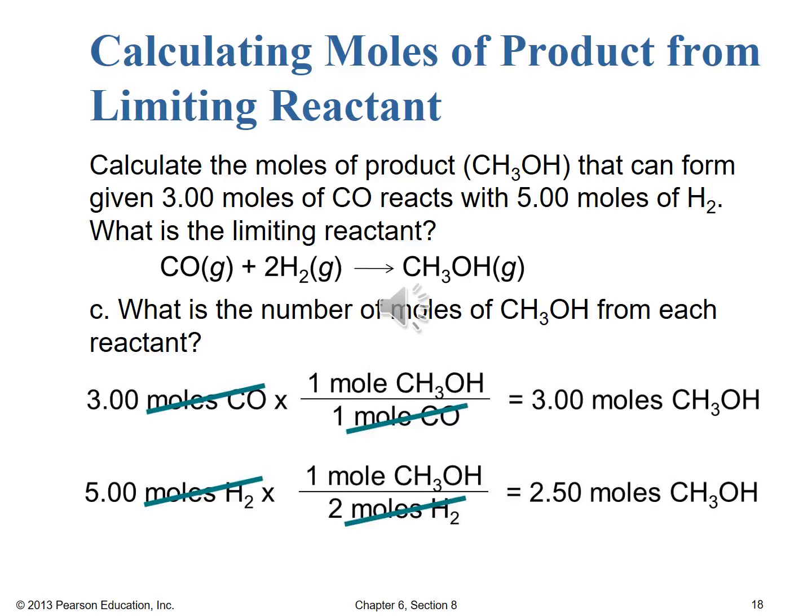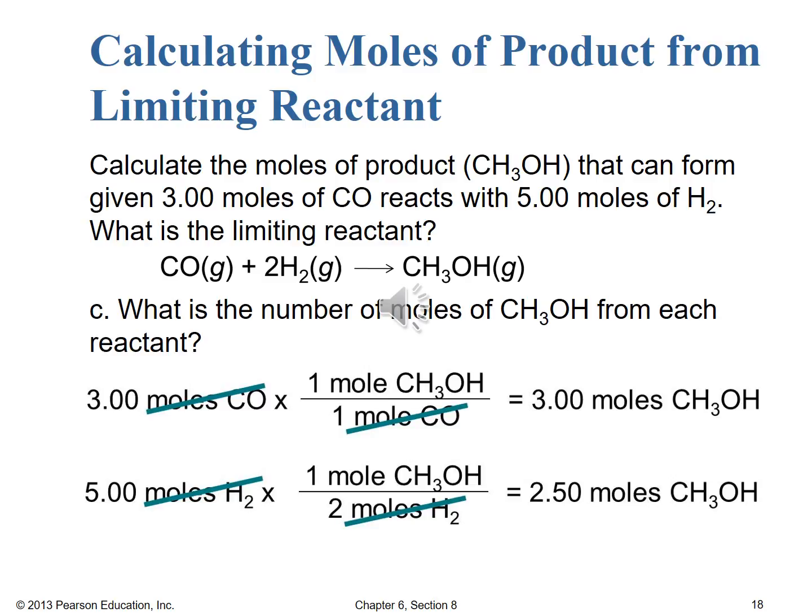For the hydrogen, which we started out with more of, right, we had 5.00 moles of hydrogen, but because it's 1 mole of methanol produced for every 2 moles of hydrogen gas that react, we really can only produce 2.50 moles of methanol from that hydrogen. So even though hydrogen started off in the greater amount, it's not going to give us as much methanol as our carbon monoxide. Now, of course, we can't produce whichever we choose.